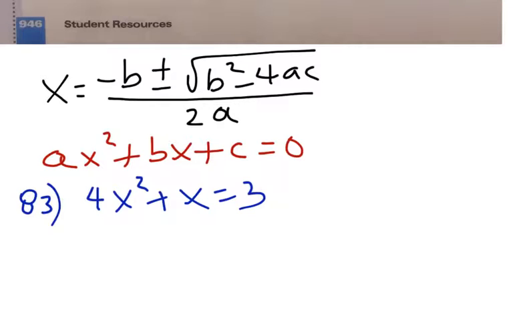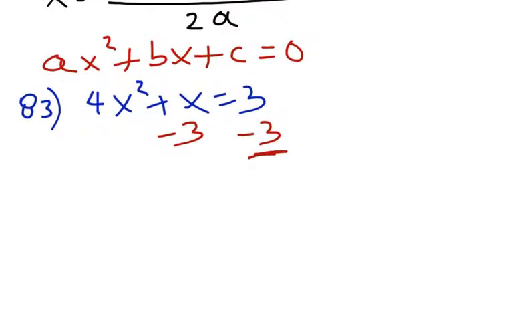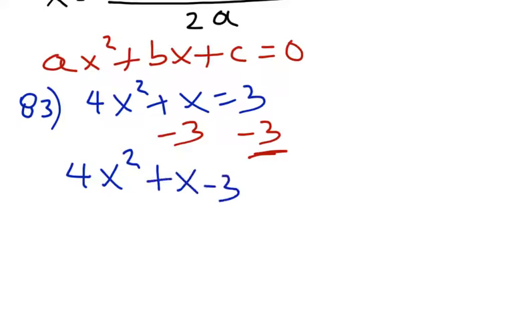It is a positive 3, so I subtract 3. Because I'm doing an equation, I have to subtract 3 on the right and subtract 3 on the left. So that's going to give me 4x squared plus x minus 3 equals 3 minus 3, which is 0. So I'll have my 0 that I'm looking for.